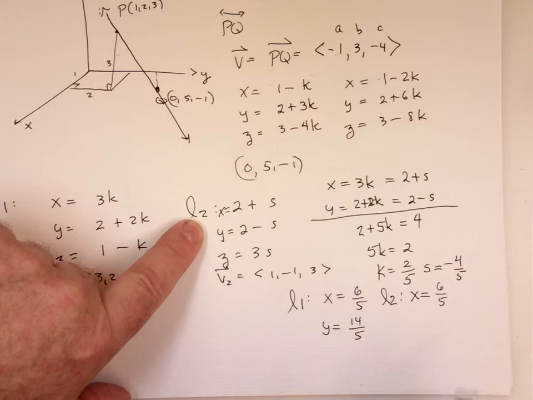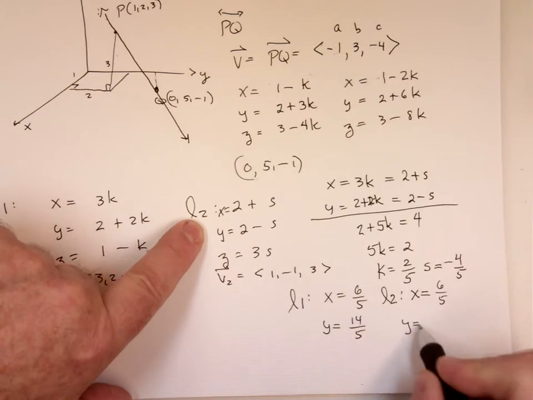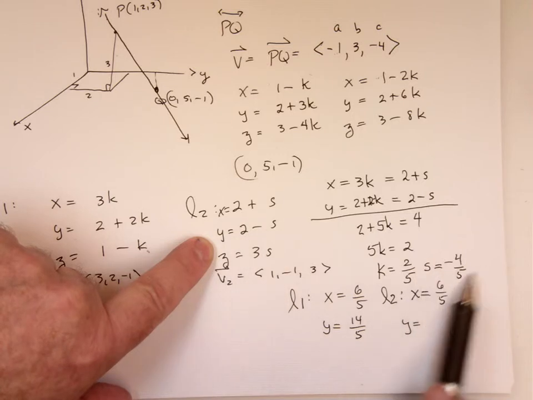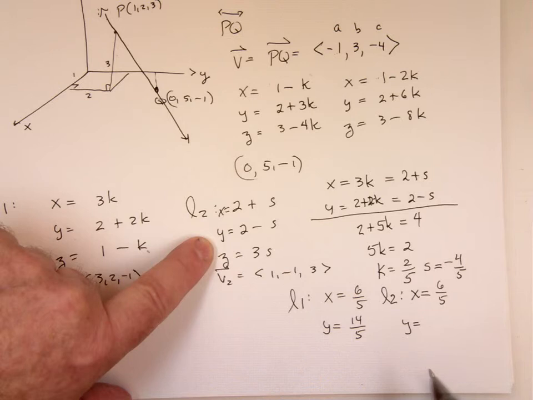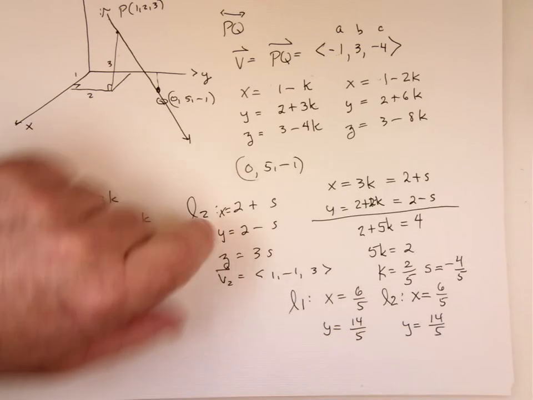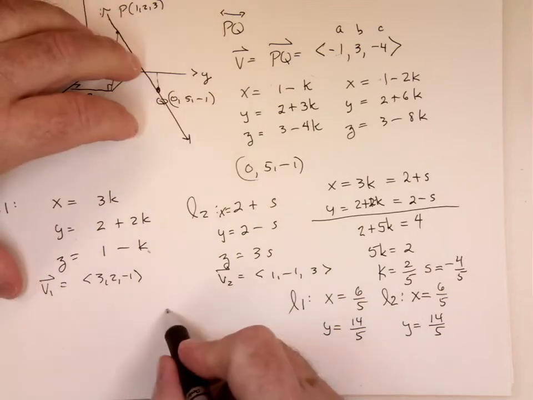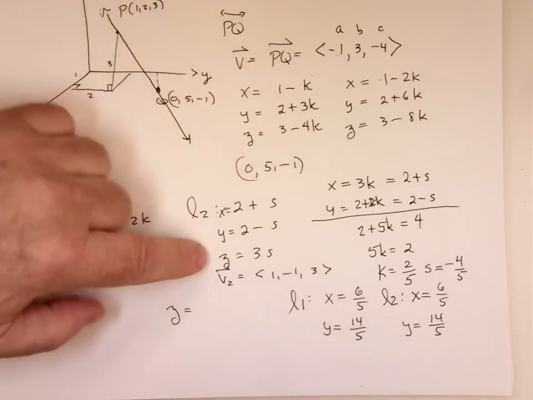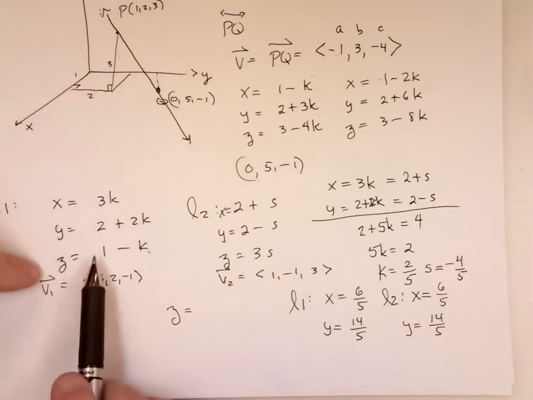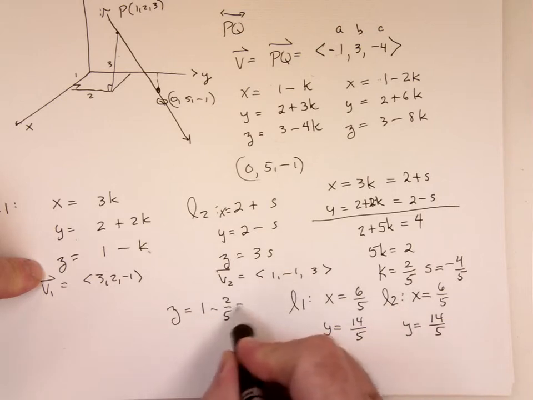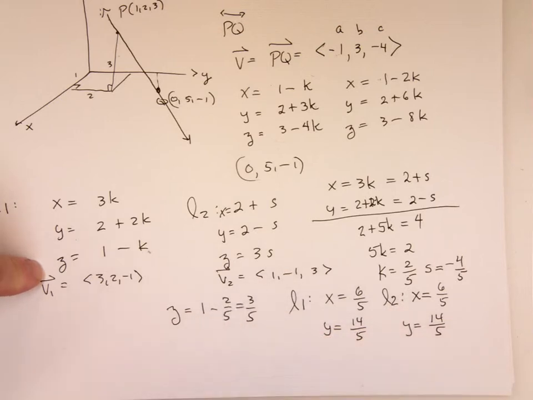Okay. Y is equal to 2 minus s. It's 2 minus this. It's 2 plus 4/5, 14/5. So the x's and y's are the same at that point. So we either have the lines going like this, or they're going to intersect there depending on the z coordinate. So let's check it out. Let's find the z coordinate in L1. The z is equal to 1 minus k, 1 minus 2/5. That's 3/5. That's what the z coordinate is for L1.